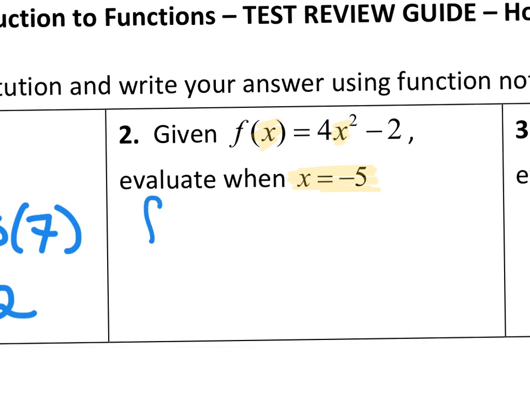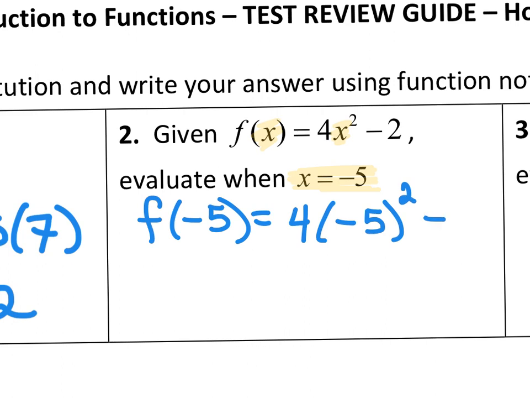So we're going to write it as f of negative 5 is equal to 4 parentheses negative 5 close parentheses squared minus 2. It's very important that you put the parentheses around the negative 5 and that you put the squared outside of the parentheses. When you type this into your calculator, you're going to type it exactly like that: 4 parentheses negative 5 close parentheses and then the x squared minus 2. If you don't use the parentheses, you'll get the wrong answer.